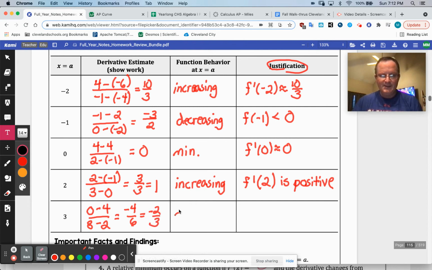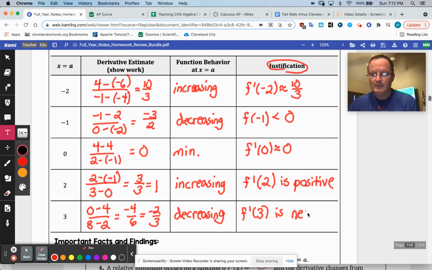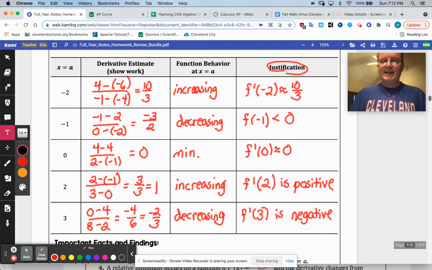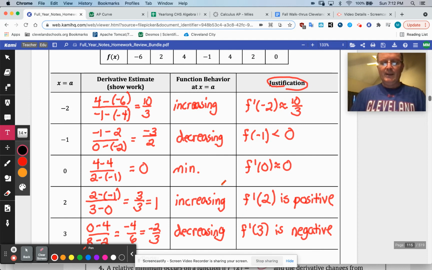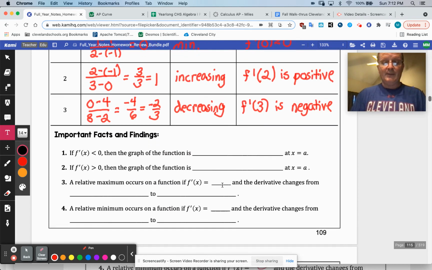That means if this estimate is even close, then our function is decreasing when x is equal to 3. The reason is f prime of 3 is negative. And of course, it's more than likely negative. Okay, so there we go. That takes care of that little chart right there. Pretty cool stuff, and that shows up quite often, so I'm glad we have that.